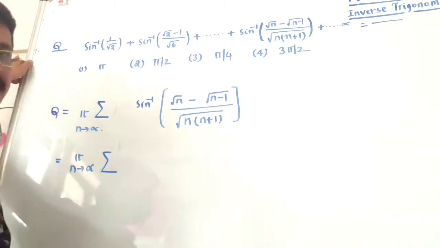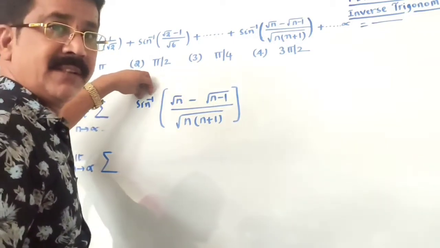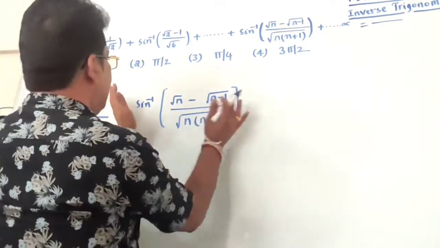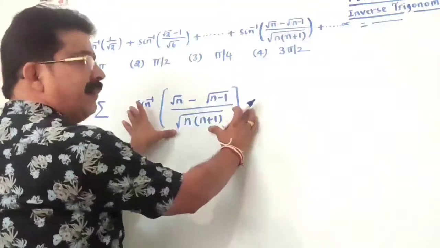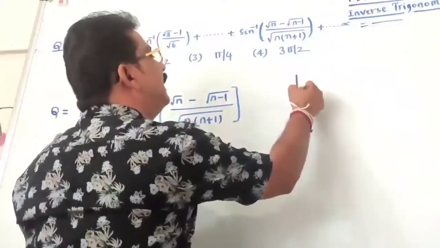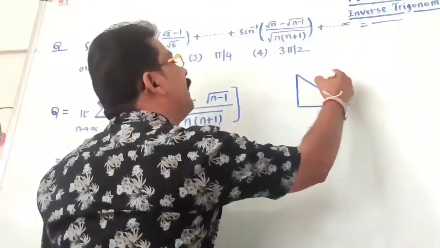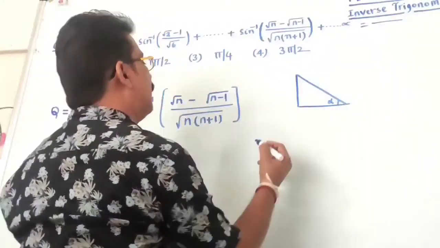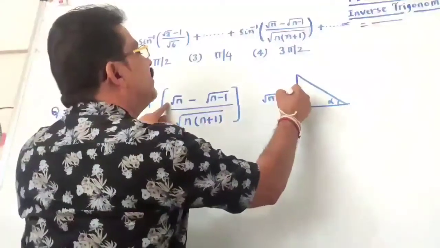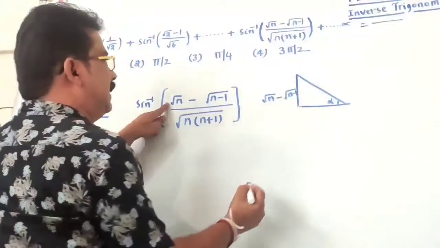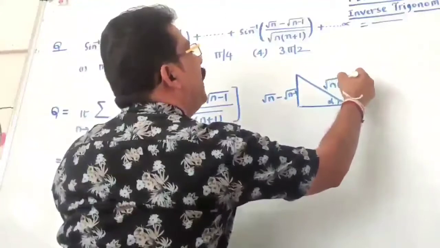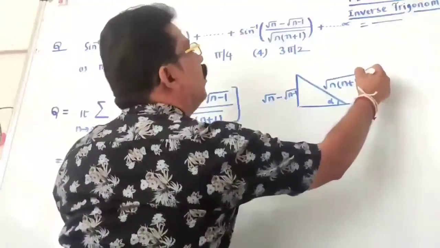For our convenience, let us try to express this sine inverse in terms of tan inverse. Let sine inverse of this equal to something alpha, then we are getting sine alpha. Means what? In a right angle triangle, suppose this is our alpha, opposite side you write like that, root n minus root of n minus 1. Next, hypotenuse is square root of n into n plus 1.